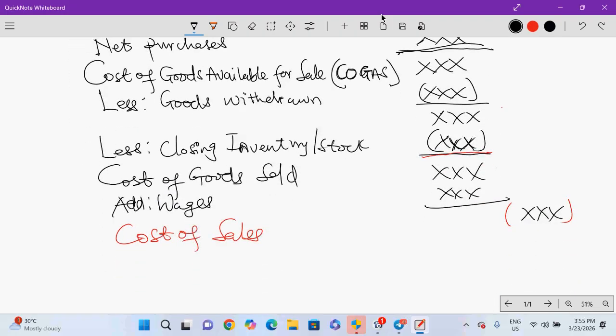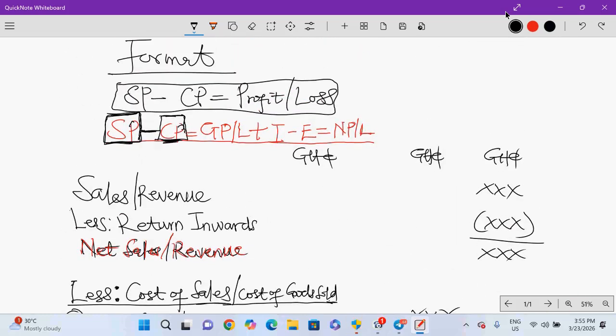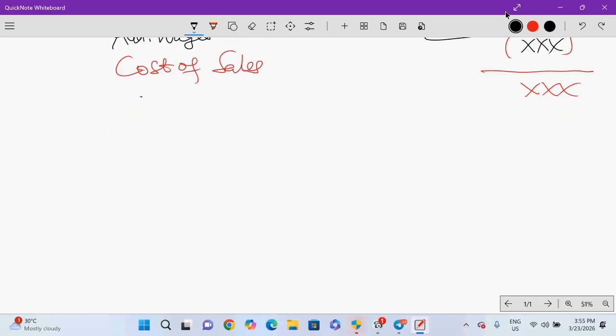So what are we getting for the cost of sales? It means that we are getting this amount. And this amount is known as what? Gross profit. Gross profit or gross loss, right?